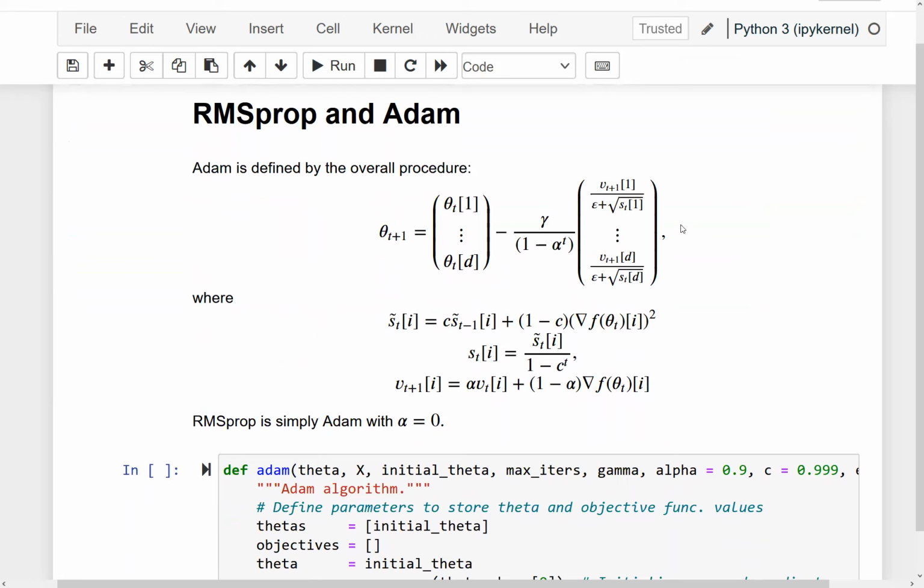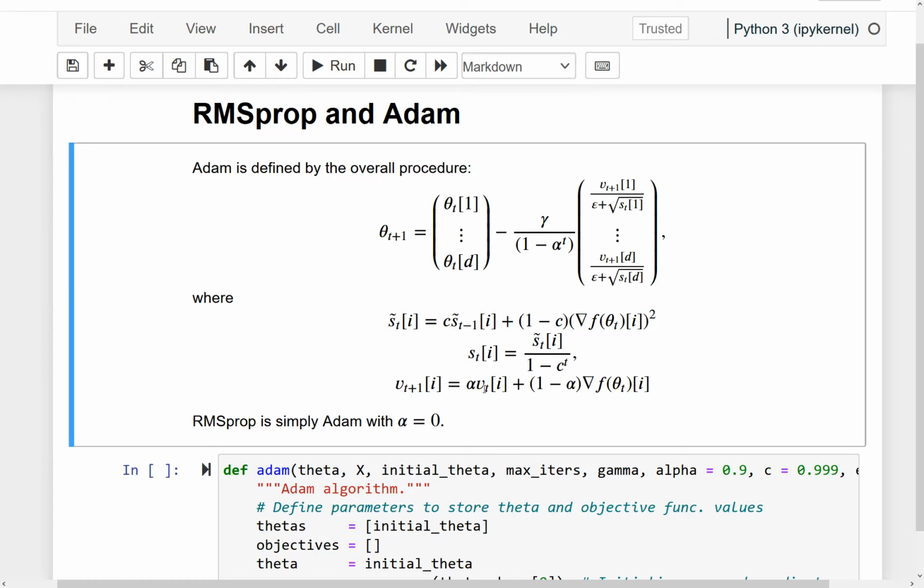Here you don't have the gradients as before, but you have some momentum term, which is nothing else than a decaying average of the past gradients. And the decay rate is specified by alpha. If you set this decay rate alpha to 0, what you get is that the v_t corresponds exactly to the gradient of theta_t, and this is then what you have in RMSprop.